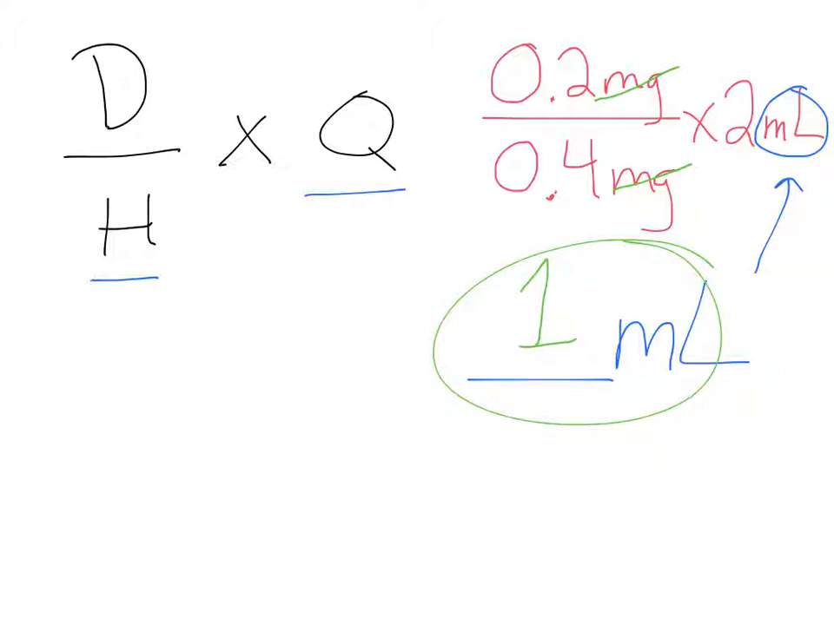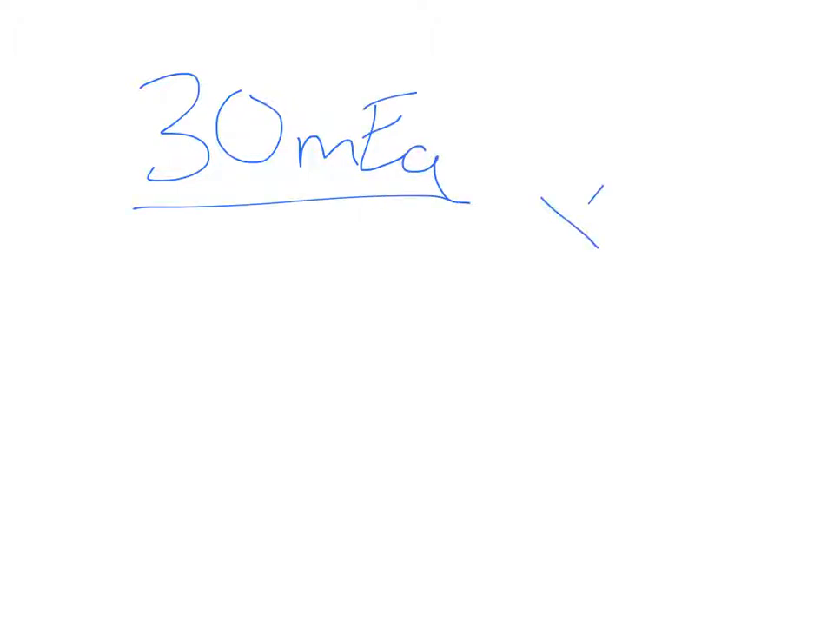Let's do another one just like that. In fact, let's do number 1. Number 1 on your worksheet says that the doctor orders 30 milliequivalents. So that's the doctor's order. So that's D, 30 milliequivalents. Now I need H and Q.